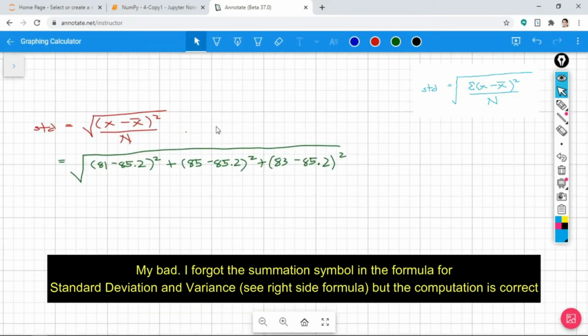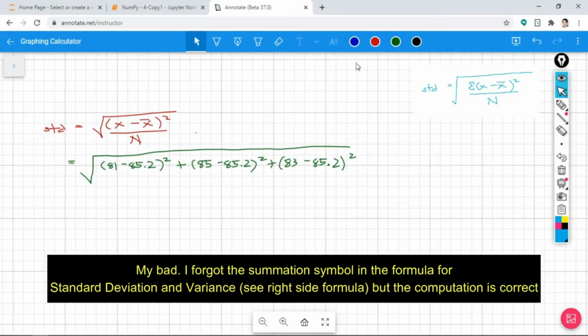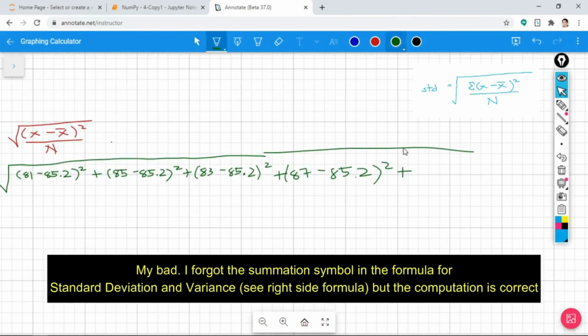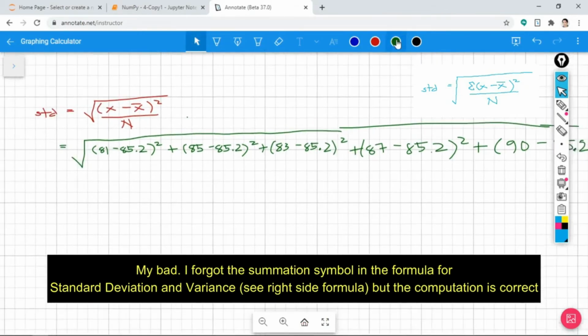Okay, so still square root, so we have plus 87 minus 85.2 squared. Okay, so last one, plus 90 minus 85.2, squared, so over the number of data we have.